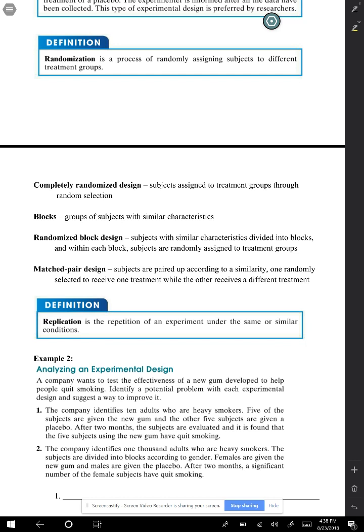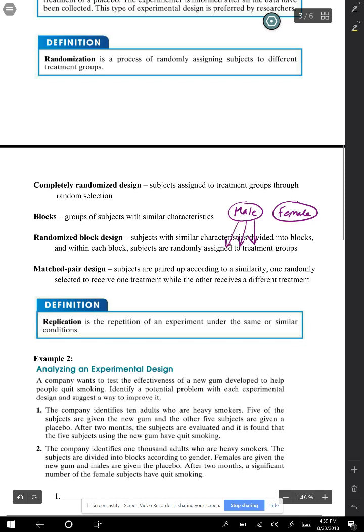Sometimes you will block subjects into groups. So, for example, you might have a group of male subjects and a group of female subjects, and they're blocked based on similar characteristics. And then you might want to give treatments based on that. So sometimes you'll block your subjects based on characteristics. Randomized block design is when you've got them divided into blocks, and then you're randomly going to pull out some of the people from each block to go into the treatment groups. So you divide them into blocks, and then you randomly select from within each block.